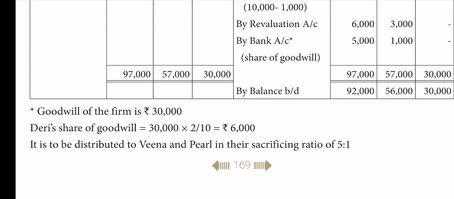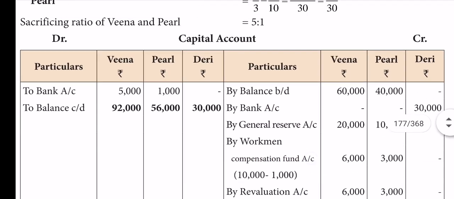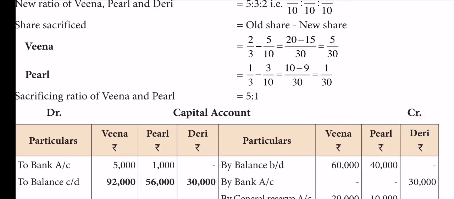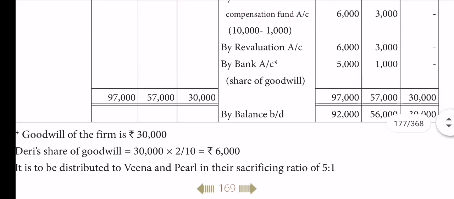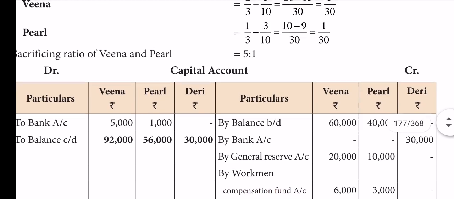That 6,000 can be distributed by the old partners in the sacrifice ratio. The sacrifice ratio is what we already found, 5:1. Therefore, bank account debit to old partners' capital account, for he brought the goodwill. Therefore 5,000 and 1,000.